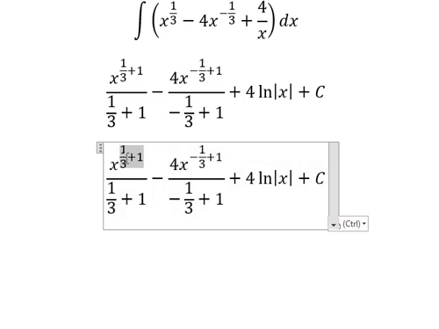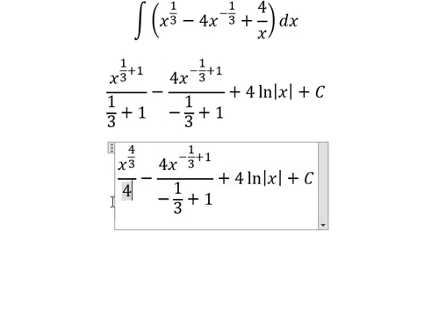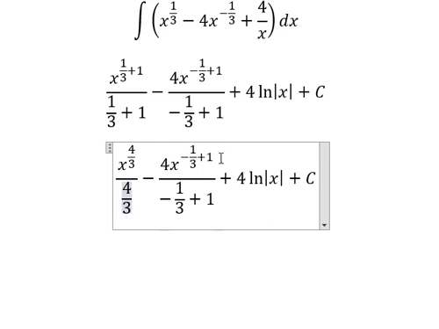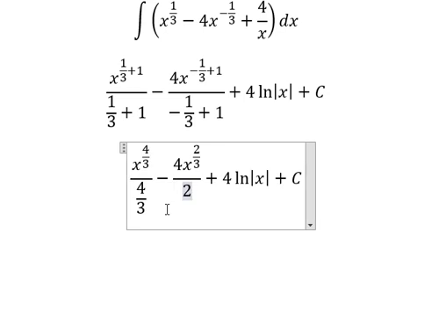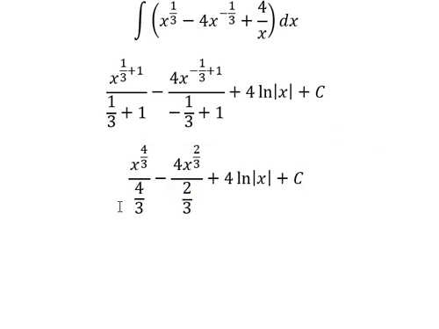This one we have 4 over 3. This one is about 2 over 3. And that is the final answer.